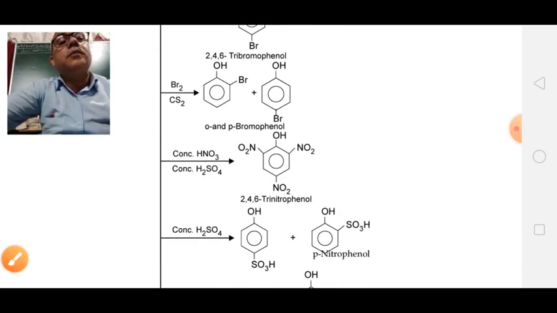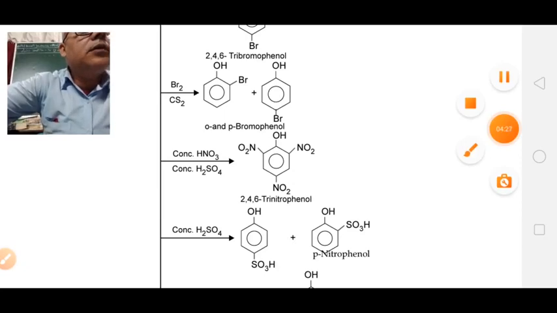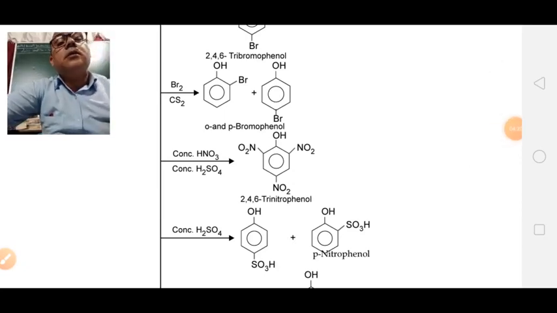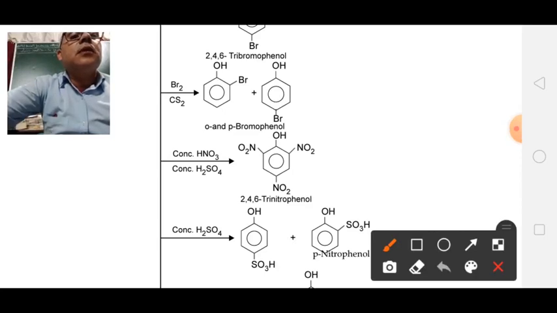Now see some other property. If you react with bromine in presence of carbon disulfide, then you will get the ortho-para product. In concentrated nitric acid, it gives 2,4,6-trinitrophenol. But in presence of concentrated sulfuric acid, it gives the ortho-para product of the sulfonic acid.